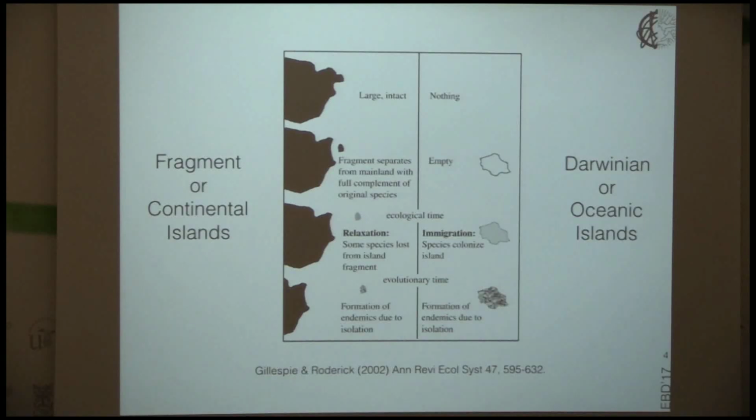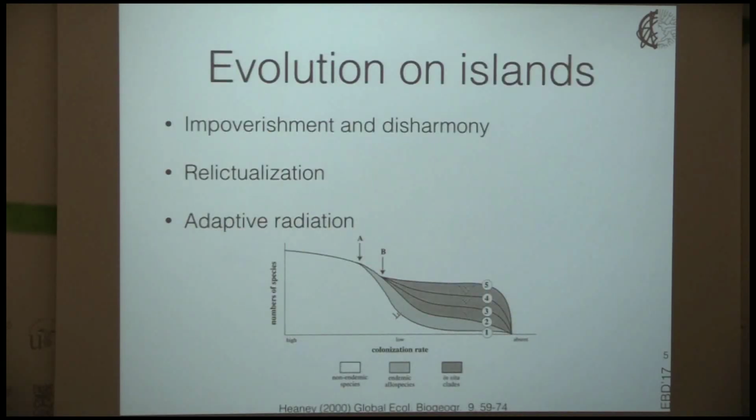So, there are different kinds of islands, of isolated ecosystems. Basically, you can distinguish between the fragment or continental islands and what we call the Darwinian or oceanic islands. Most of my talk is about these ones over here. These are islands that just started de novo, most of the time as the result of volcanic eruptions. They have a very specific moment in time when the island emerged, and then we have a maximum date for anything that happened on this island. And this is a very nice feature when you try to understand evolution.